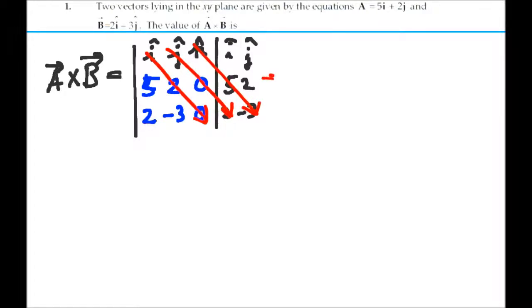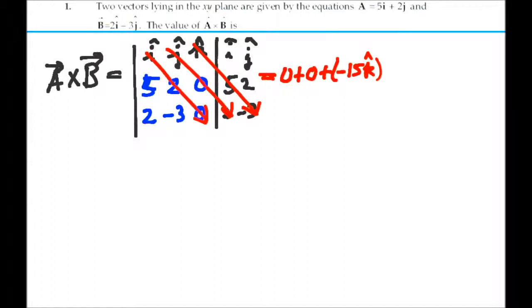And so that is going to equal i times 2 times 0, which is 0, plus j times 0 times 2, which is 0, plus k times 5 times a negative 3, which is a negative 15k.